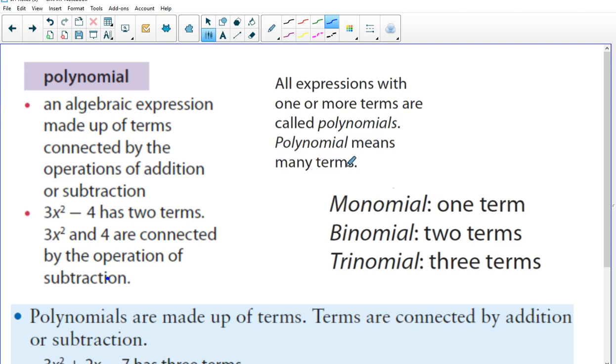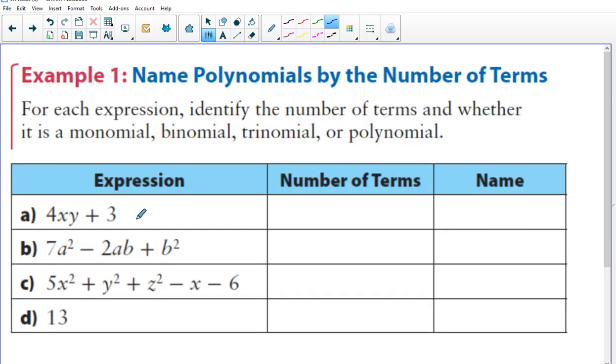Polynomial means many terms, and if you have just one term, it's a monomial. 2 terms, binomial. 3 terms is a trinomial. And polynomials are made up of terms. Terms are connected by addition and subtraction. Okay, so back up to here. Classify each of these according to what type of polynomial they are and state the number of terms.